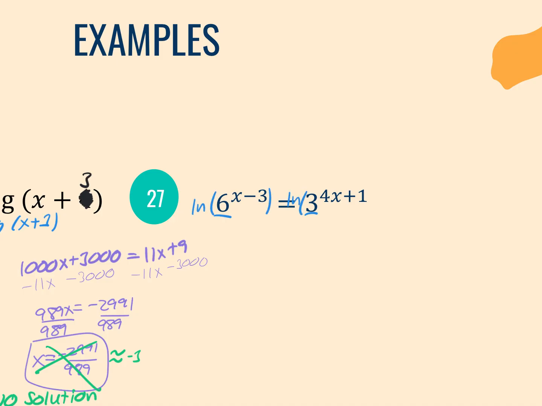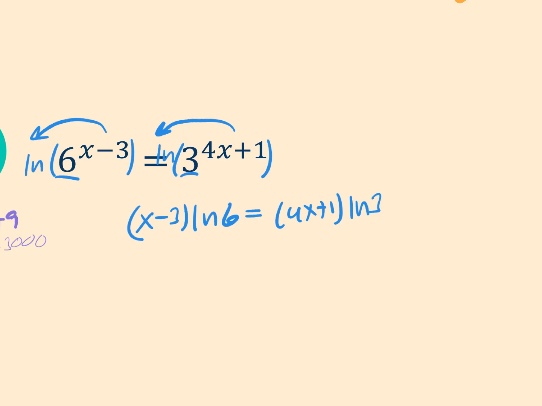So this page is kind of a mix of everything. And then that's going to take those exponents out, and then you'd be left with x minus 3 times ln of 6 equals 4x plus 1 times ln of 3. Once again, our process for this was distribute, so we would get x ln of 6 minus 3 ln of 6 equals 4x ln of 3 plus ln of 3.